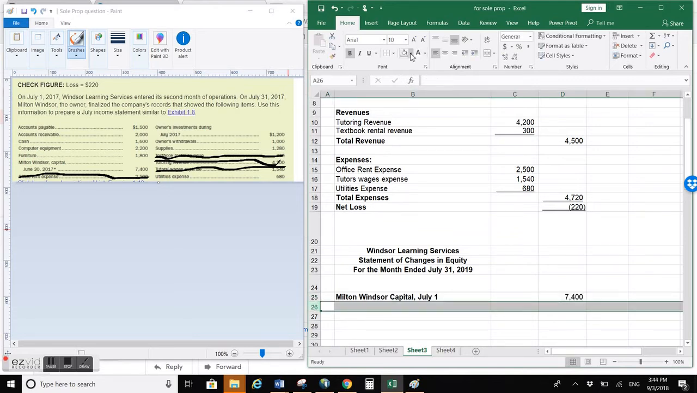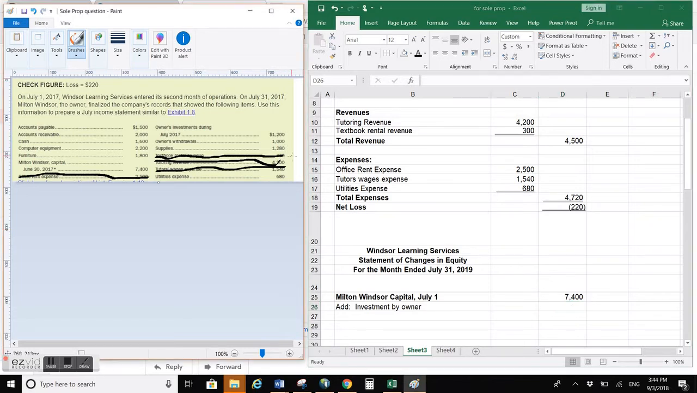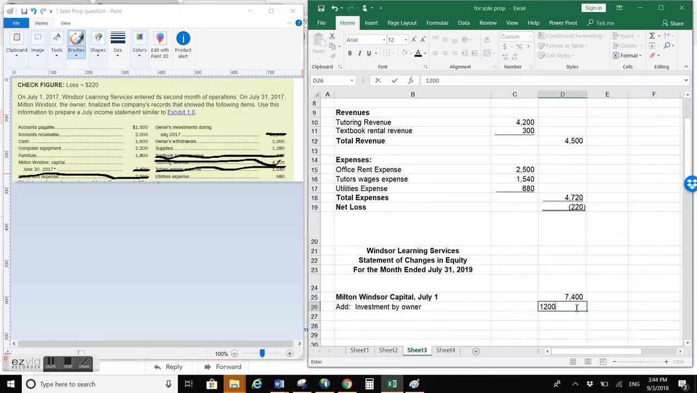The next thing that adds to equity is investing. So Milton invested $1,200 into the company during the month. So I need to get that, increasing his equity throughout the month.